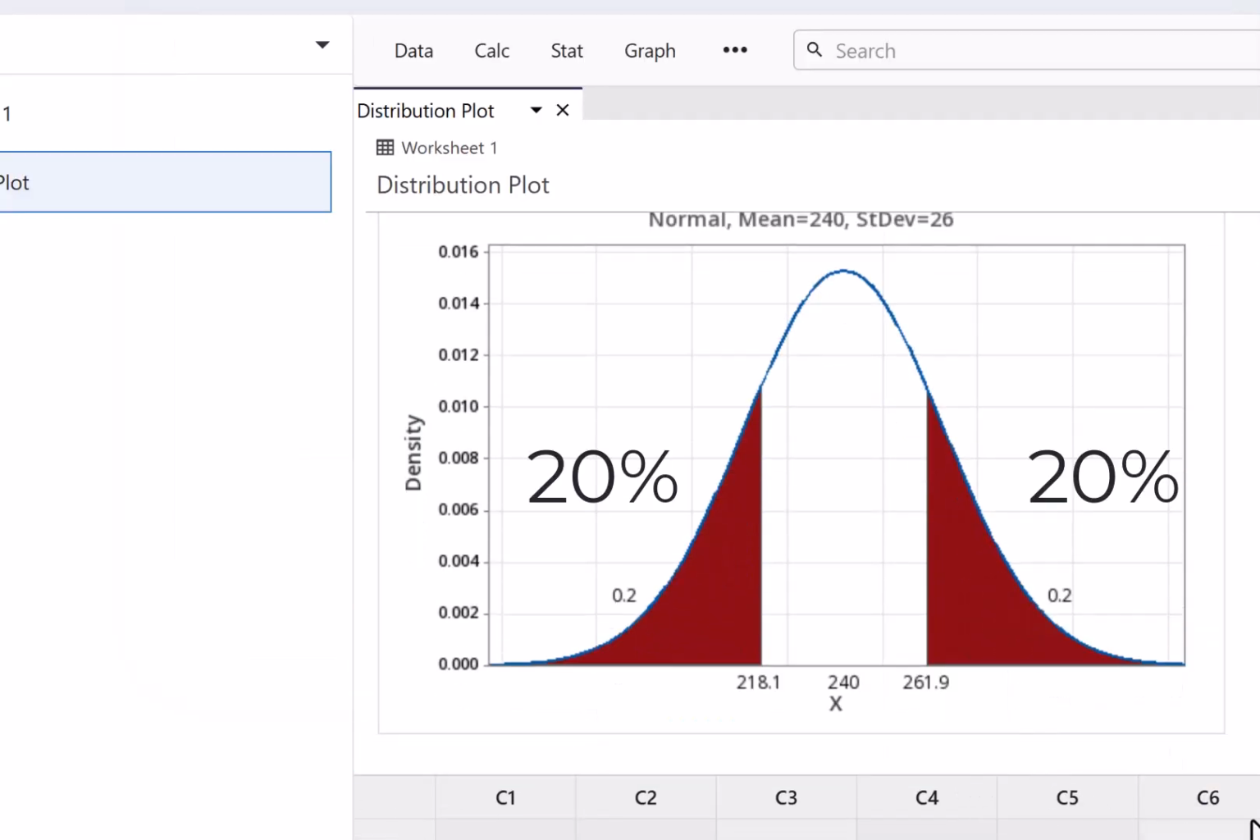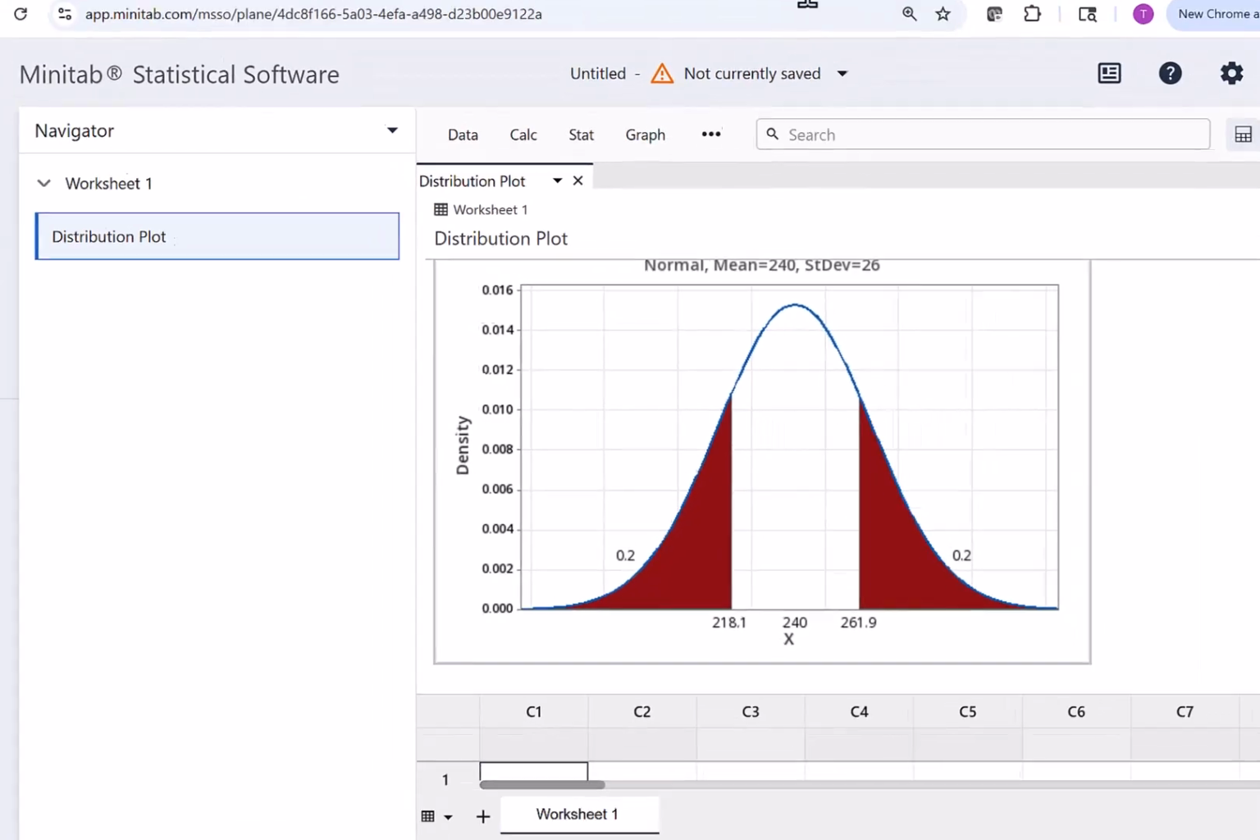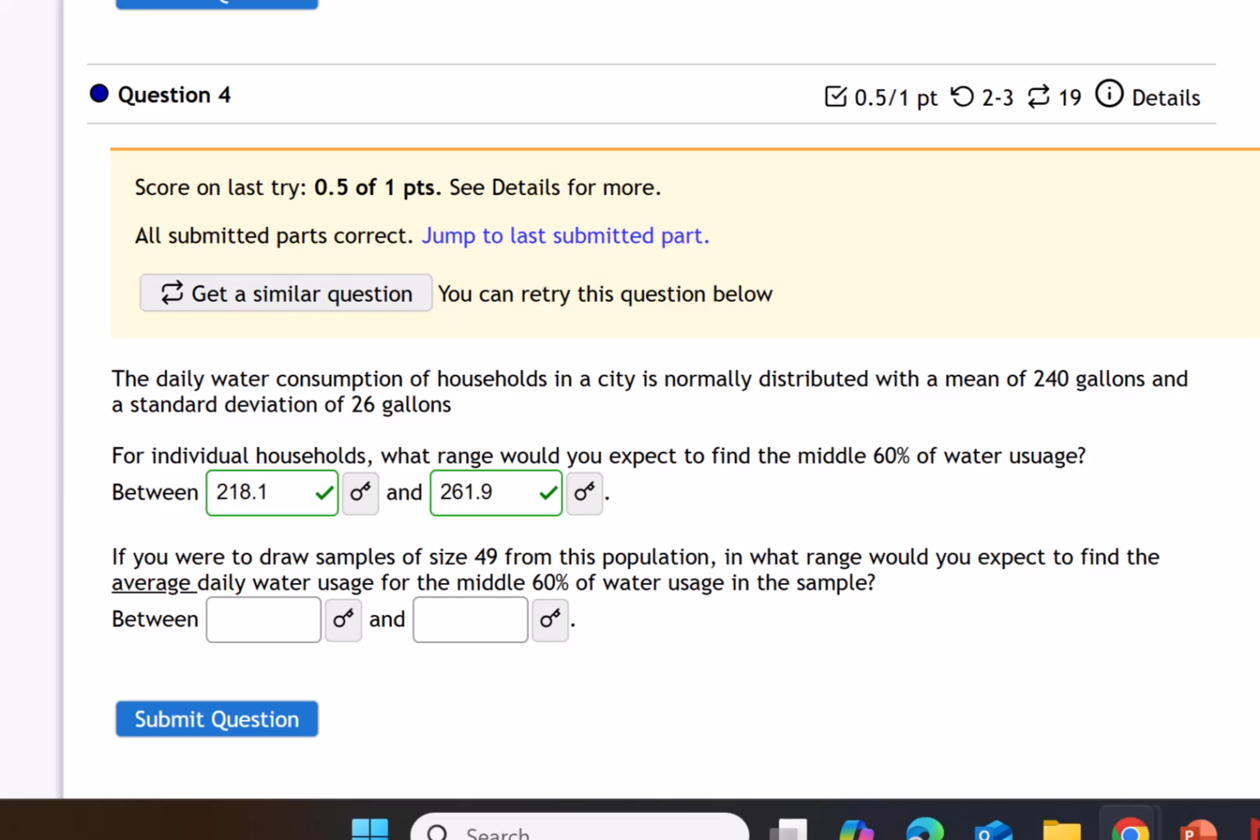This shows us each tail has 20%, which means we have 60% in the middle. The water usage is between 218.1 gallons and 261.9 gallons. Now that we have the first part right, let's move to the second part.